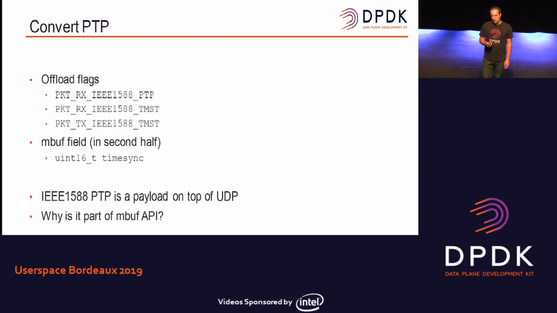There is also a field for PTP. I don't know if everybody knows what is PTP. This is standardized as IEEE 1588. And this is a payload which is in a UDP packet. And a long time ago, we introduced some fields in DPDK for this thing. This is something to discuss. Honestly, I'm not sure to understand why we need it in mbuf, but we can discuss it later.